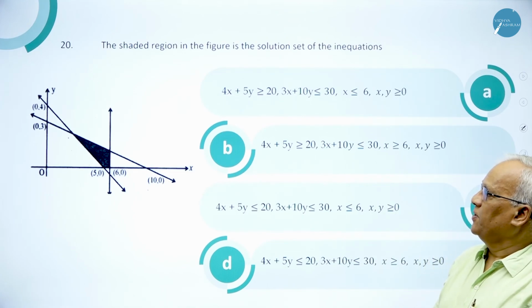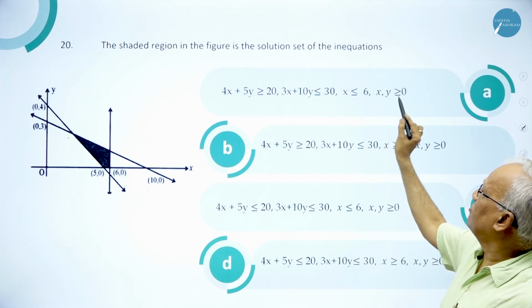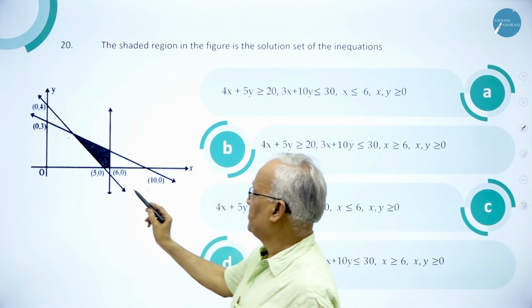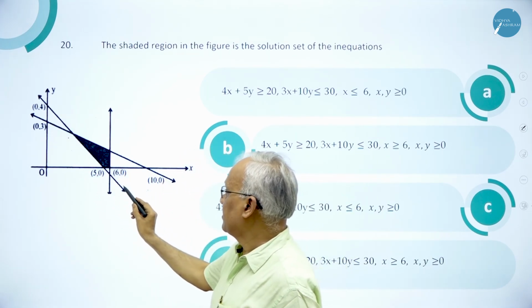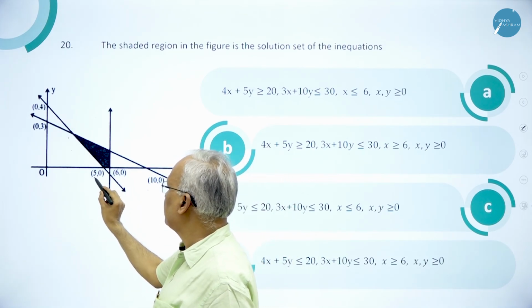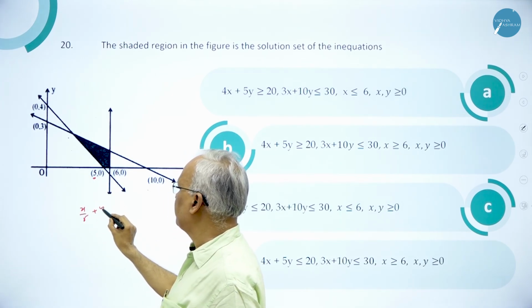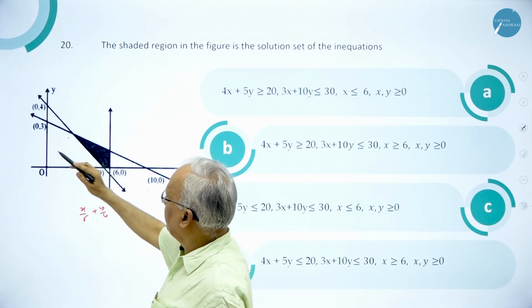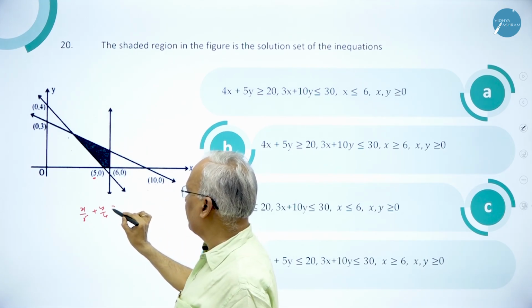Next, the shaded region in the figure is the solution set of inequalities. Very interesting one. See, write the equation of this line clearly. It is passing through (5, 0) and (0, 4). So x-intercept is 5, y-intercept is 4. So x by 5 plus y by 4 is equal to 1. Because the region is above the line, it should be greater than or equal to 1.